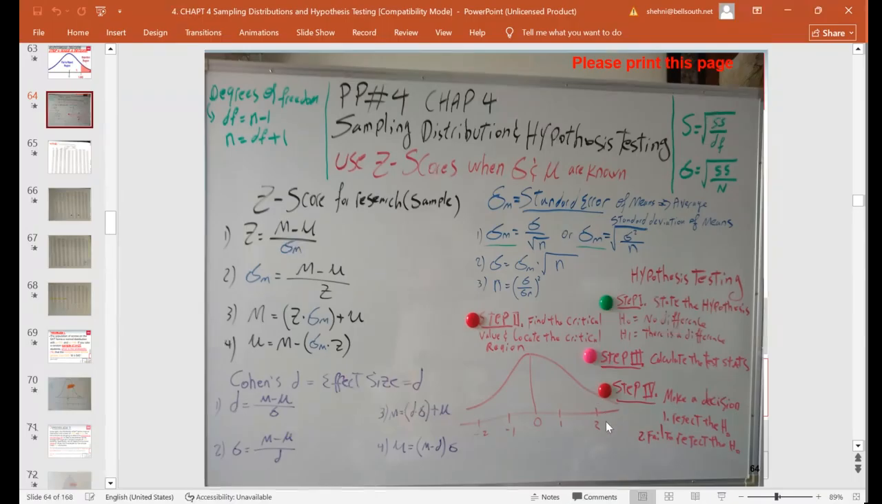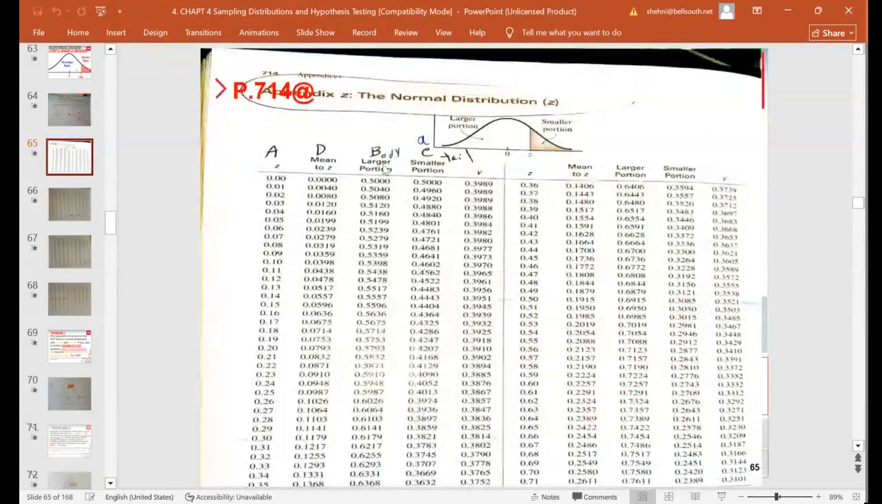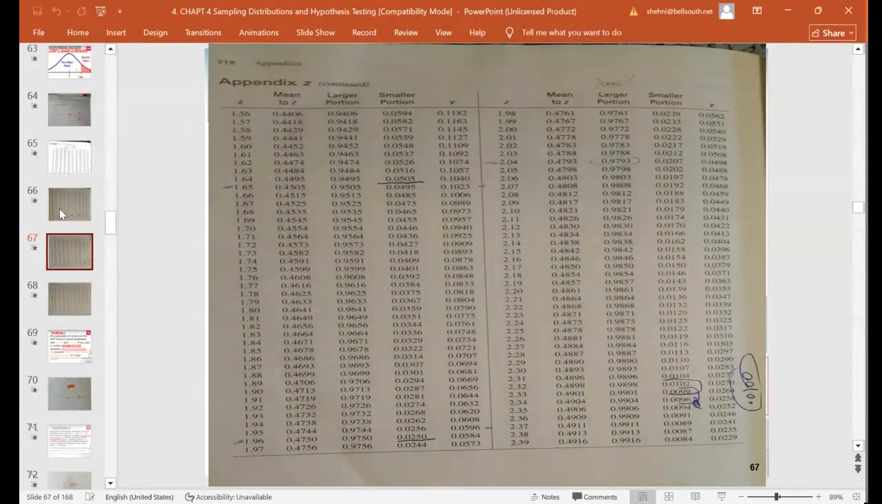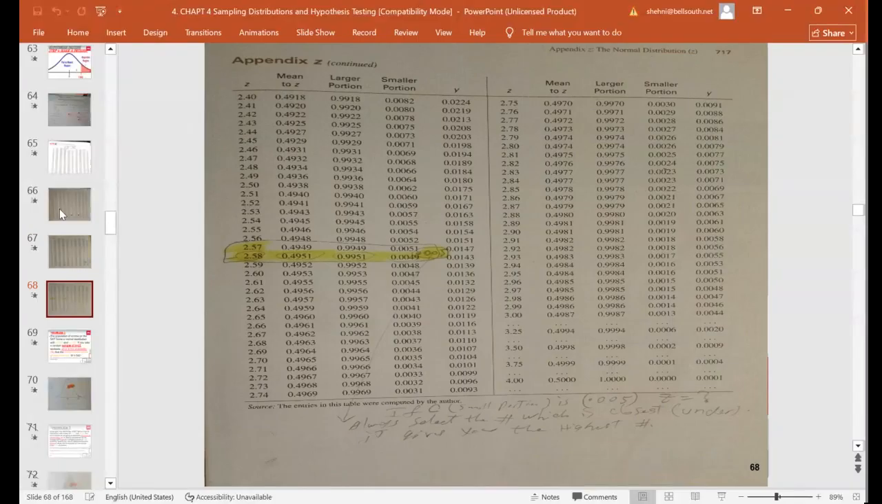So again, if alpha is 0.05, one tail, that means you're in a tail. Tail means a smaller portion. If it's 0.05, this is the back of your book, critical value for the Z. We're looking for a smaller portion, 0.05 in proportion. Right there, right where it says alpha.